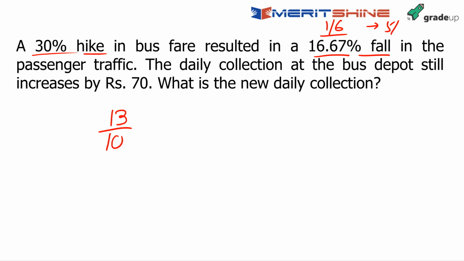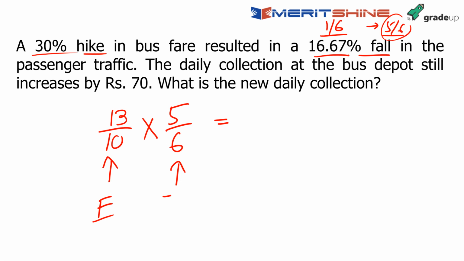So what is the resultant here? A fall of 1 by 6 means 5 by 6. Fine. Resulted in a 16.67% fall in the passenger traffic. Fine. How do you get daily collection? So it's fare which has been represented by this 13 by 10 and the fall in traffic. So what is the fall like? 5 by 6. So you represent that fall of 16.67% by this proportion of 5 by 6 and a hike in bus fare by 13 by 10. You multiply these two because bus fare into passenger traffic would give you the collection. Fine. So this is bus fare, let's call it F, and this is passenger traffic, so this is T.